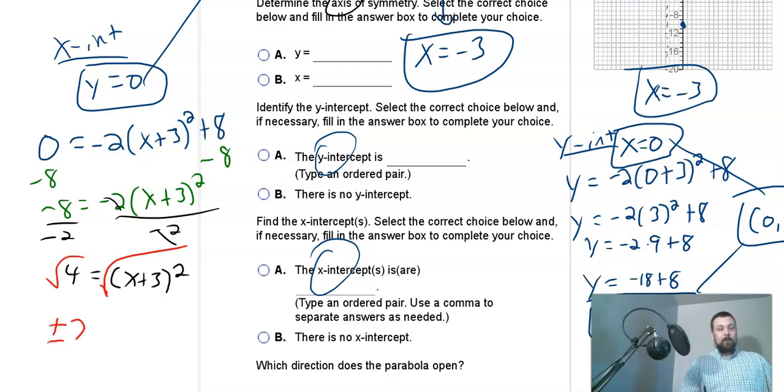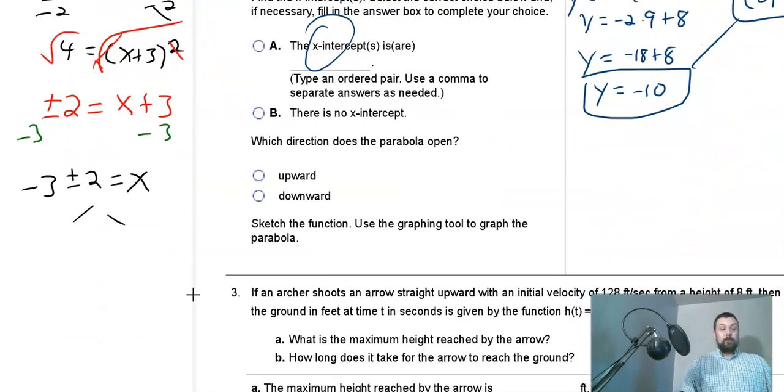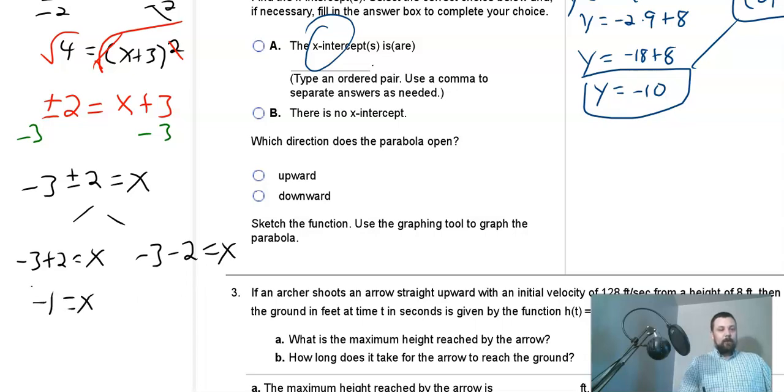So plus or minus square root of 4, which is 2, equals x plus 3 because the square root cancels out that power of 2. And then you subtract 3 from both sides. And usually you put that in front of the plus or minus, but it doesn't technically matter, mathematically speaking. So you get -3 plus or minus 2 equals x. And then we don't want to leave it as plus or minus because we want to know what those numbers are actually equal to. So we're going to consider both answers individually, one using the plus sign, one using the minus sign, and we get x can equal -1 and x can equal -5.